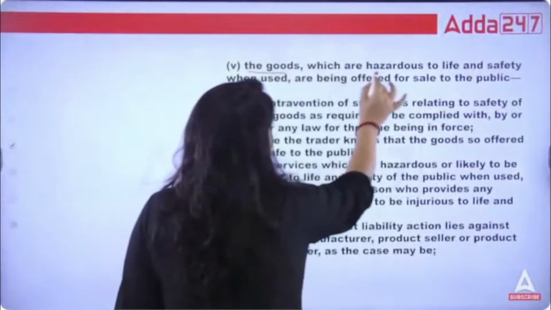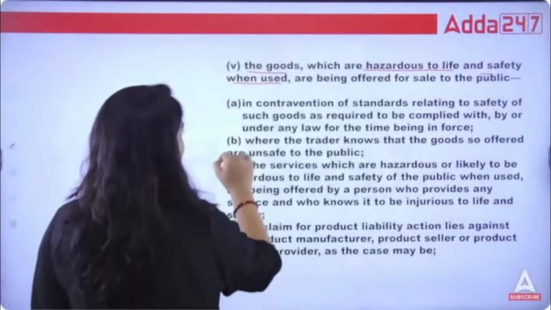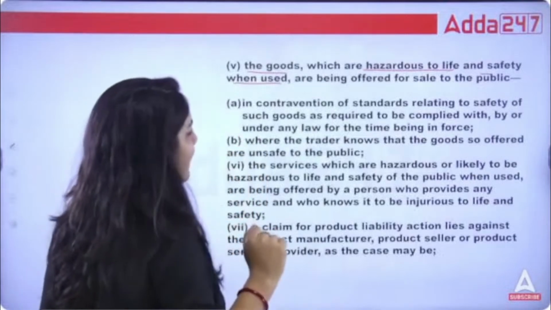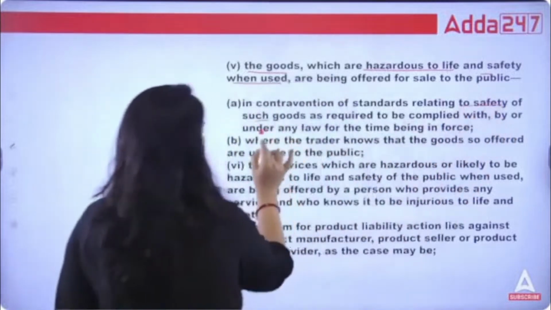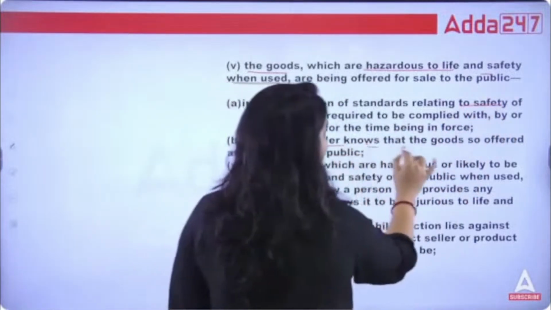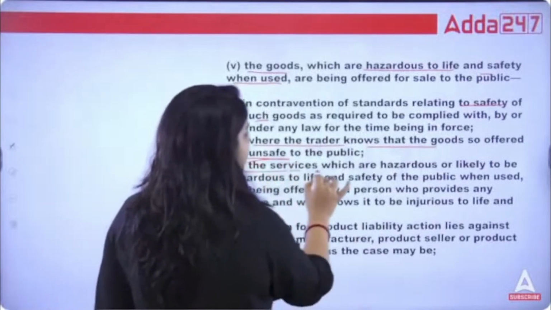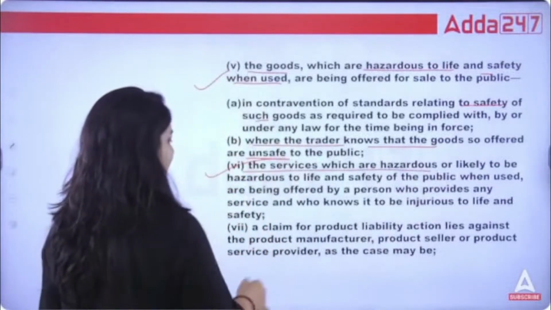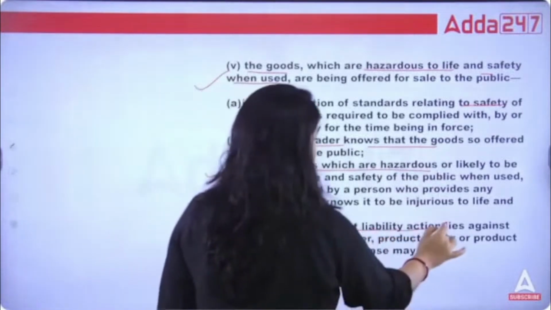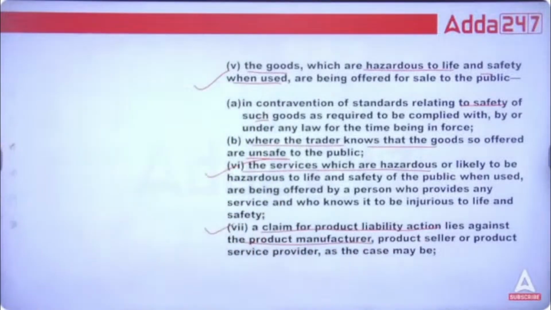The goods which are hazardous to life and safety when used in contravention of standards relating to the safety of such goods, where the trader knows that the goods so supplied are unsafe; the services which are hazardous or likely to be hazardous; and the claim of product liability action lies against the product manufacturer. So these are the complaint, class.